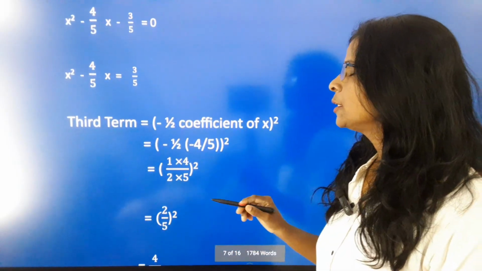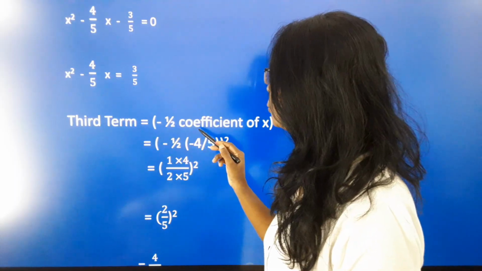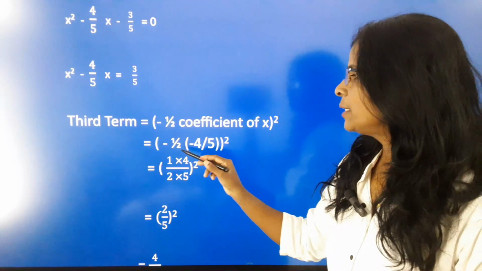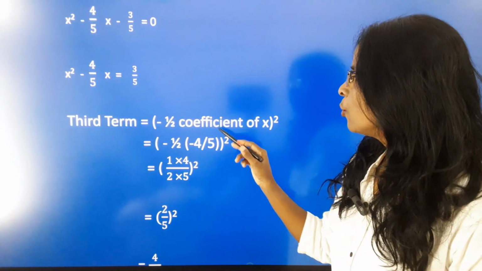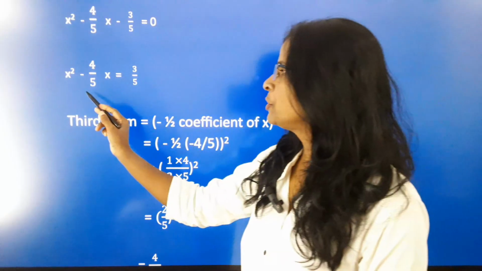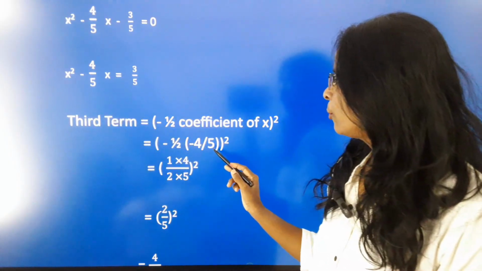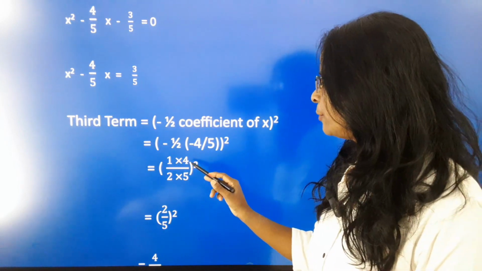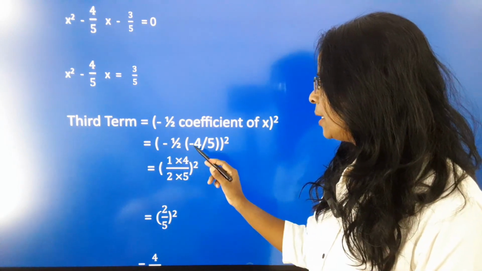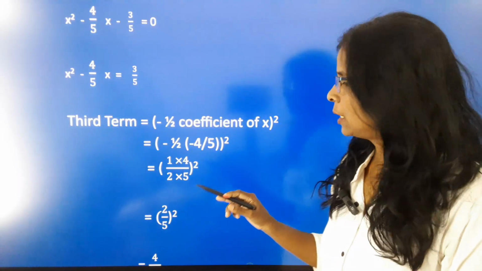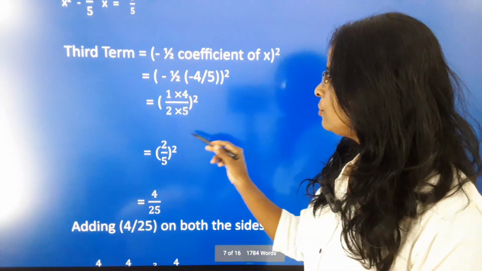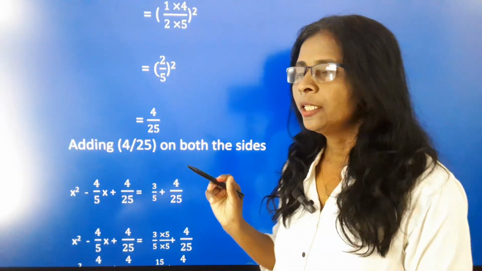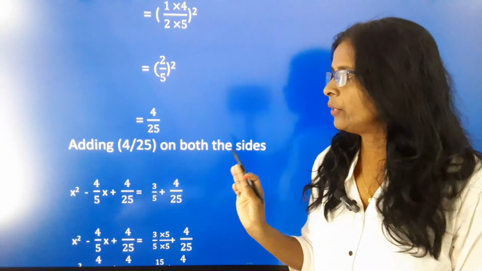Now the third term is equal to 1 upon 2 coefficient of x, whole bracket square, that means 1 upon 2 multiplied by minus coefficient of x here. The coefficient of x is minus 4 upon 5. So whole bracket square: 1 multiplied by 4 upon 2 multiplied by 5. The minus minus signs cancel out. Whole bracket square, so 2 upon 5 square, that means 4 upon 25.